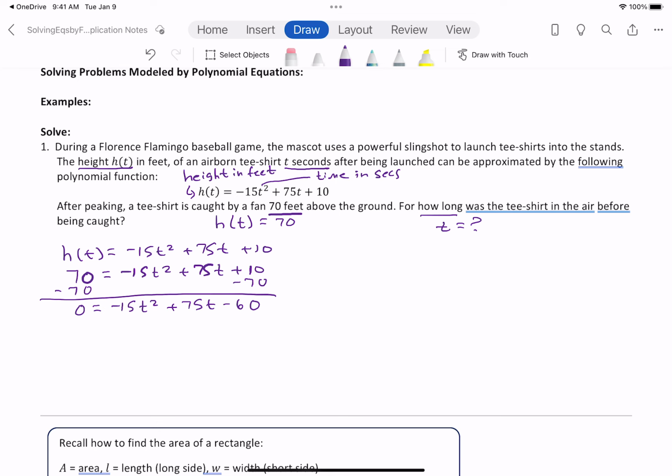What's always a good idea with these problems, since this is math land, is that many times all three terms in these equations will be divisible by that lead coefficient. So that means that we have a GCF of negative 15. So I'm going to start by factoring that out. That leaves me with t squared minus 75 divided by 15 is 5t, and 60 divided by 15 is 4.